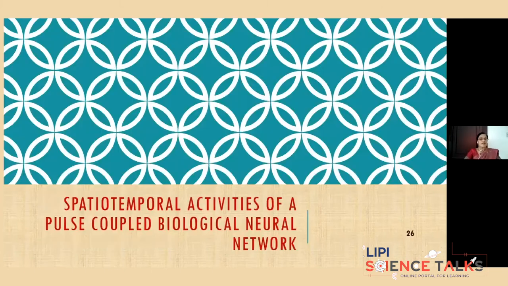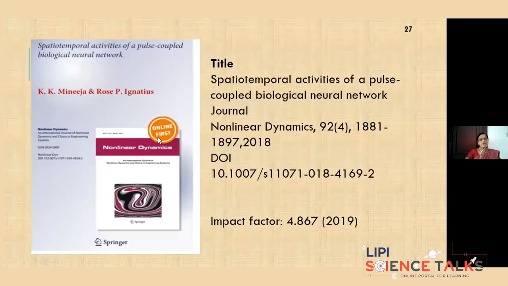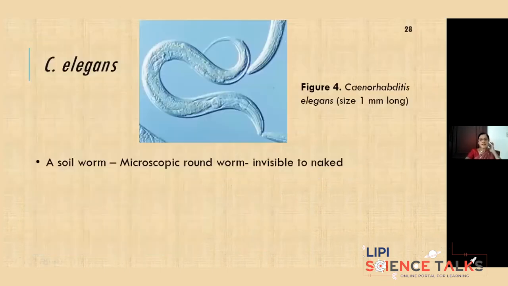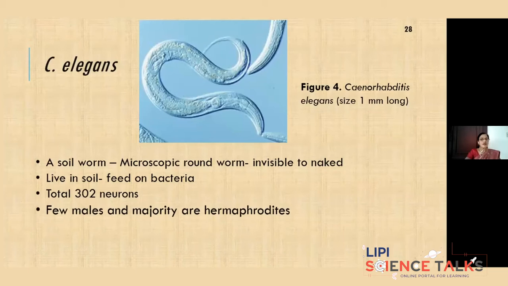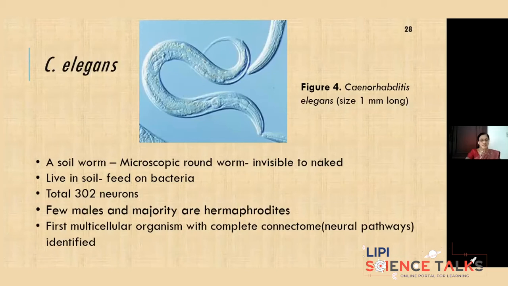Now, in this work that is presented here, we will give a brief discussion of the neural network of C. elegans. C. elegans is a soil worm. It feeds on bacteria, its size is only about 1 millimeter, and it has only 302 neurons. Most of the C. elegans have both male and female organs, and few of them are males. It is a multicellular organism where the complete connectome or neural path is identified. That is, all the connections between neurons are identified by the scientists.